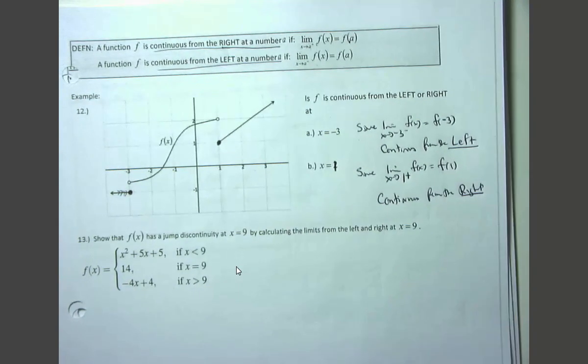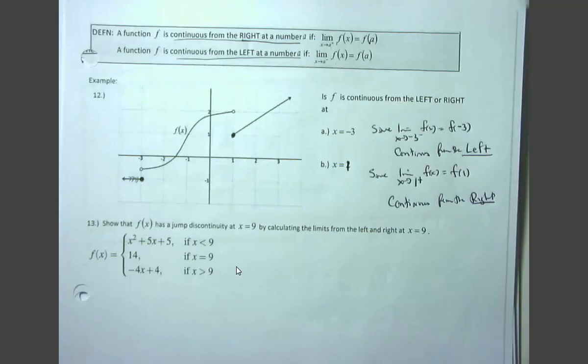We have another definition. What do we call it when a function is not continuous on the left, nor is it continuous on the right? We call it a jump discontinuity. The functional value doesn't connect to the left, nor does it connect to the right. Look at your next example.